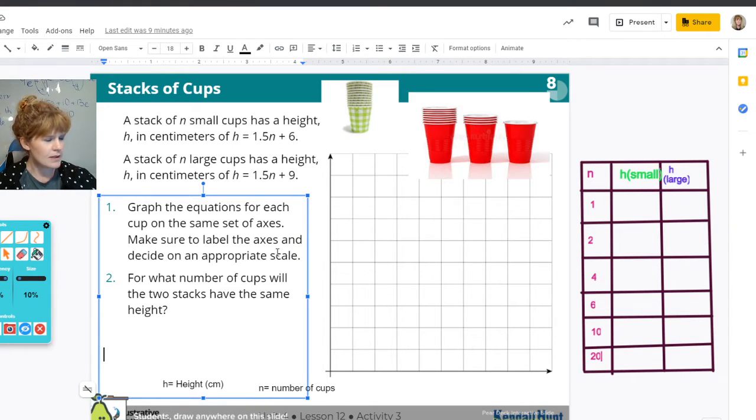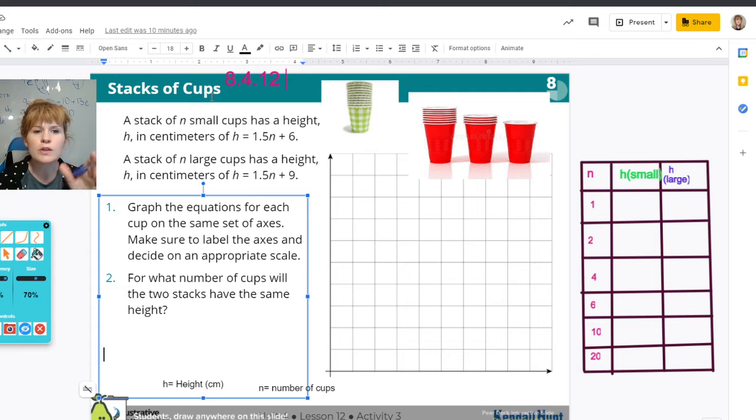Hello, students. Let's do the third activity in Unit 8.4.12. The first thing I want you to do is get out your math notebook and put something on there that tells you what you're doing. The unit is 8.4.12. Put that at the top of your paper, and the name is Stack of Cups.